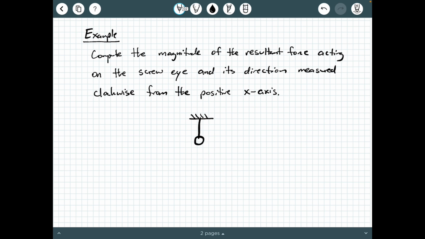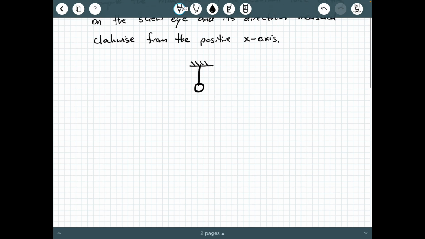This is kind of like a bolt that you can attach maybe a rope through it of some sort, okay? And we're going to say that right through this bolt, we have the positive x-axis here, okay? And attached to this bolt or this screw eye, we have two, maybe they're ropes, maybe they're wires. In either case, we have two vectors, okay?